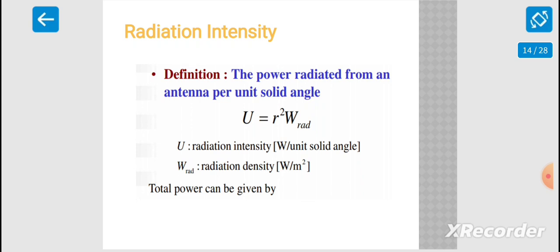Next, the formula for radiation intensity is U is equal to R square into W radiant. U is the radiation intensity, W radiant is the radiation density.